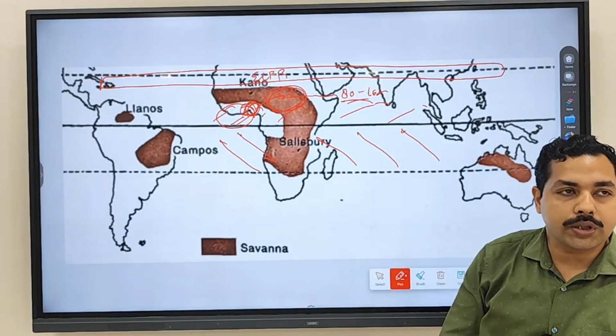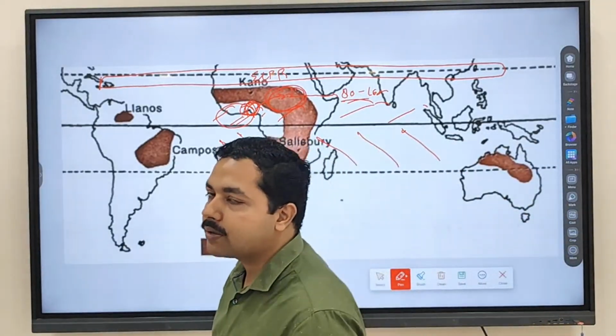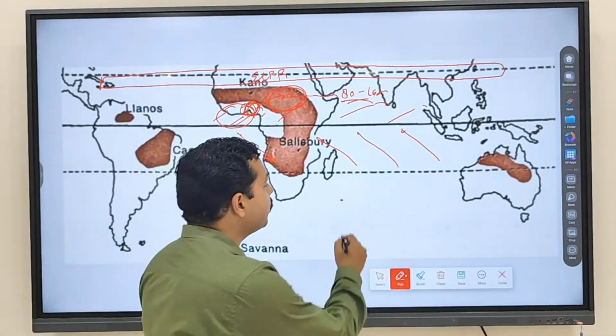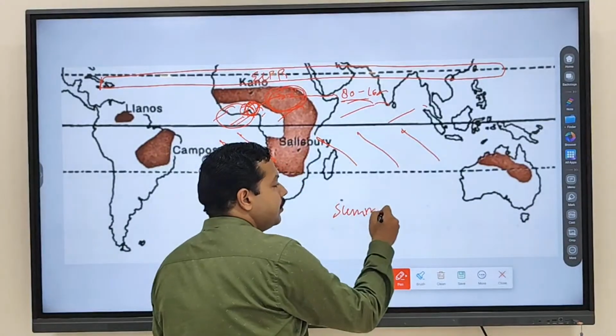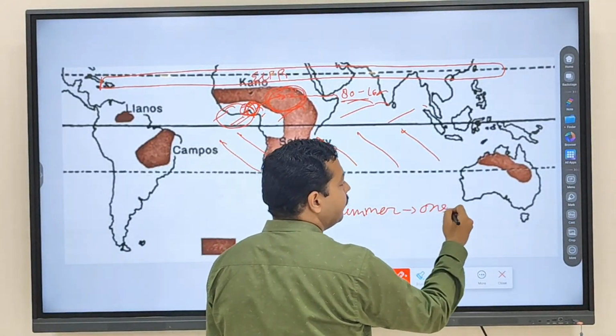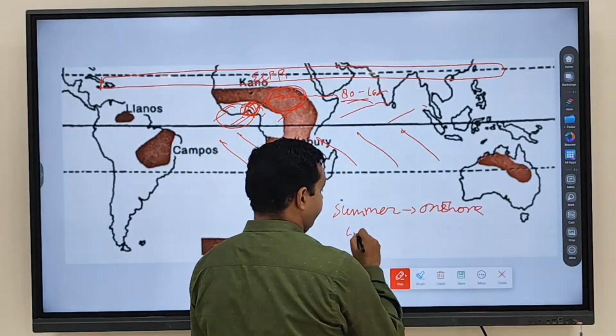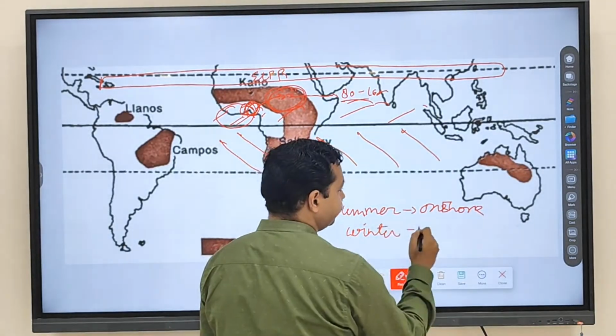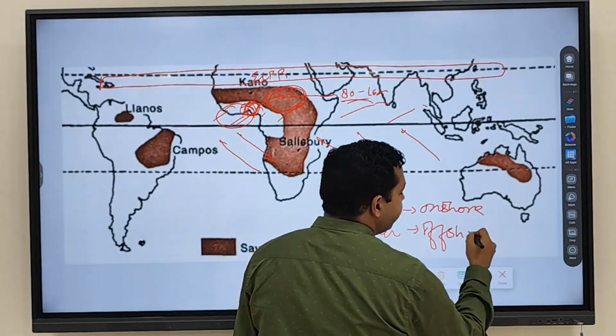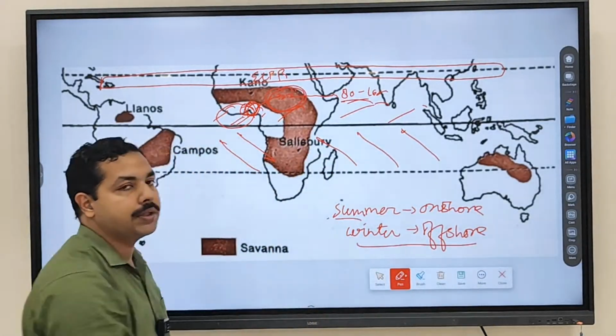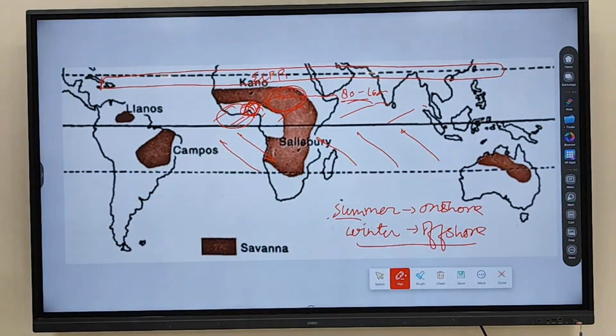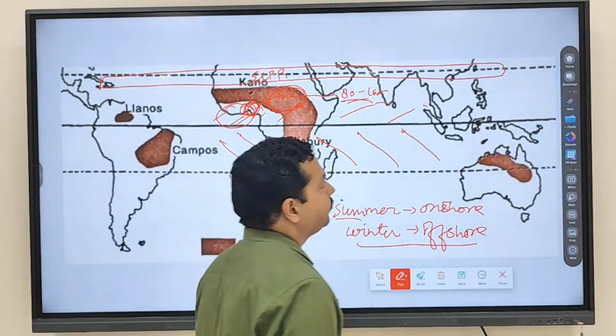Clear? Any doubt? So whatever rainfall happens happens in the month of summer, because in summer winds are onshore, and in winter winds are offshore. Fine.